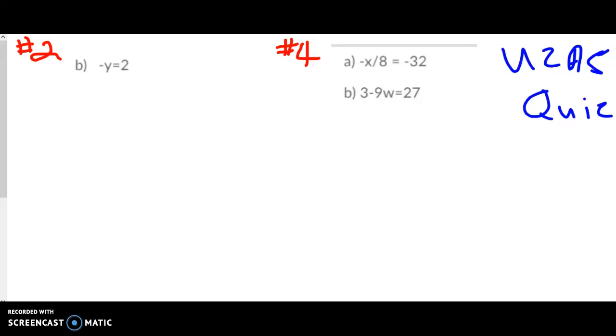Guys, nice work on the quiz, U2A5. There were some consistent mistakes though that I want to go over. So the first being, let me just get this going here. The first being this one here, negative y is equal to 2.